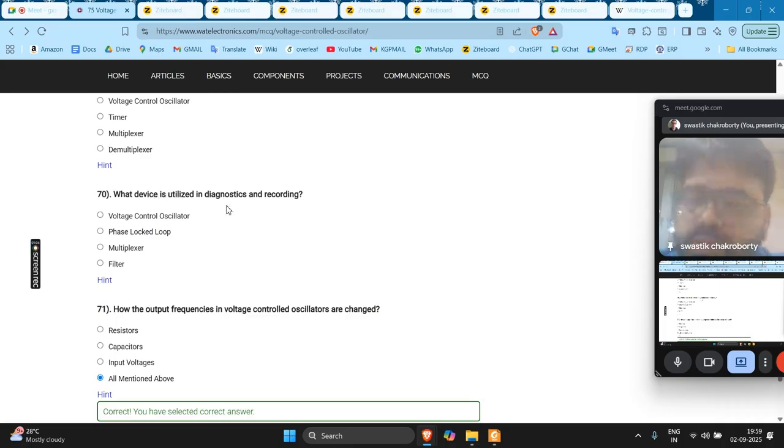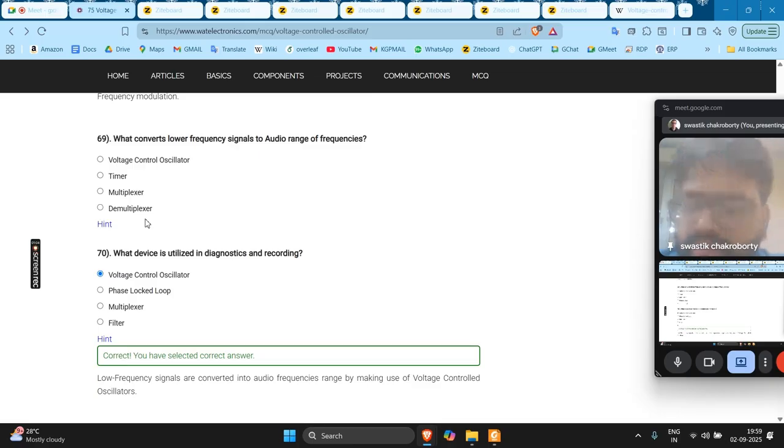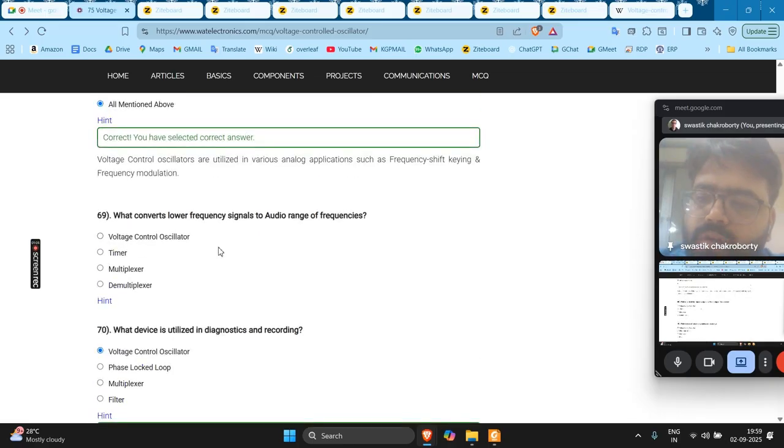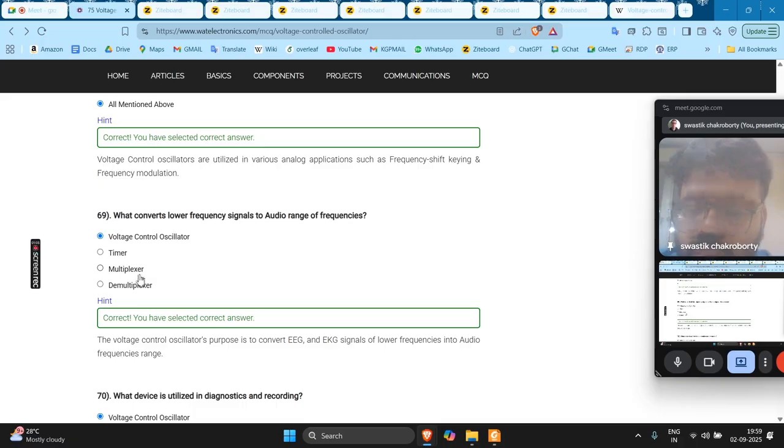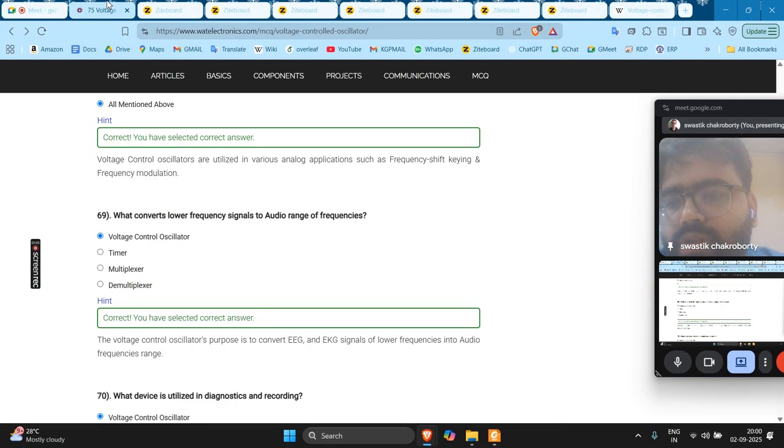Which device is utilized in diagnostics and recording? It will be the voltage controlled oscillator. It converts lower frequency signals to the audio range. Here again you have a VCO. A VCO can convert lower frequencies into the audio frequency range by tracking an audio reference signal and bringing the frequency of the voltage signal to that tracking frequency. So that is how you convert the voltage into audio frequency.